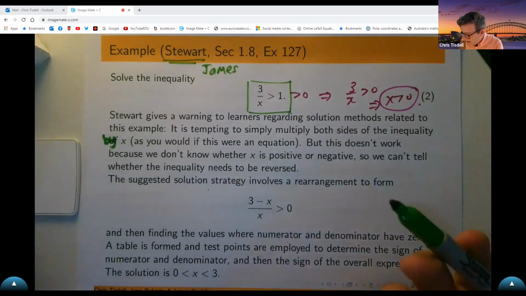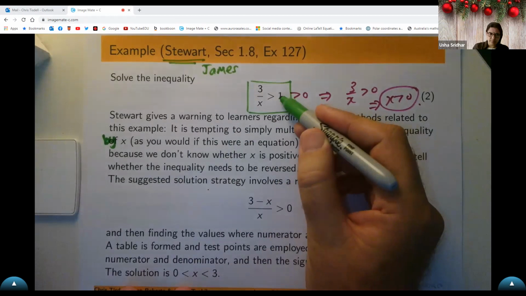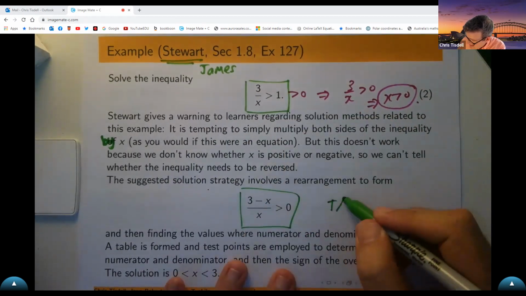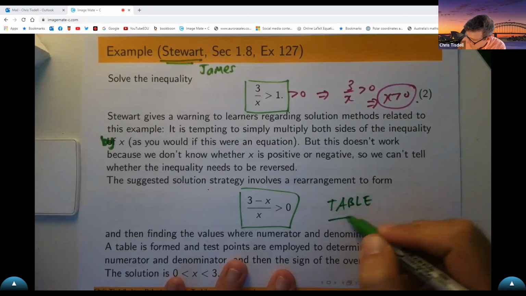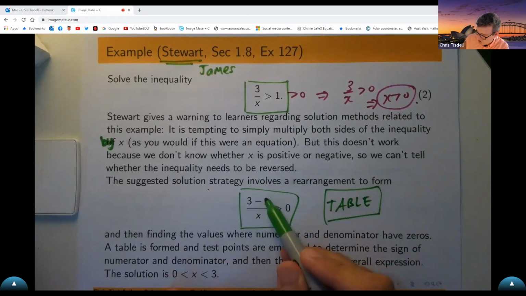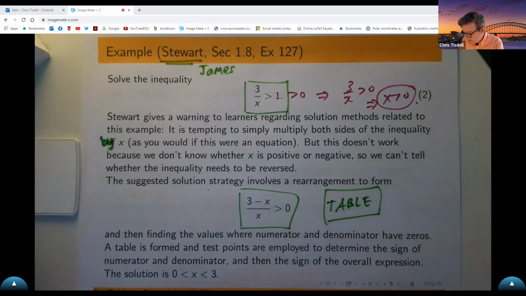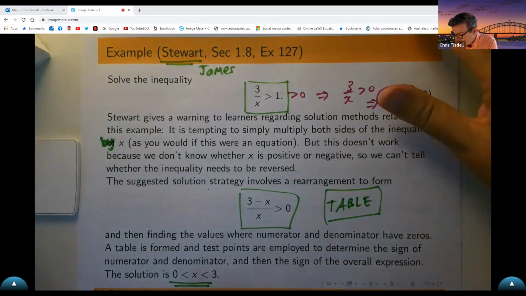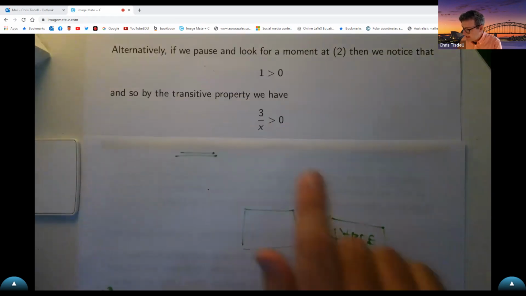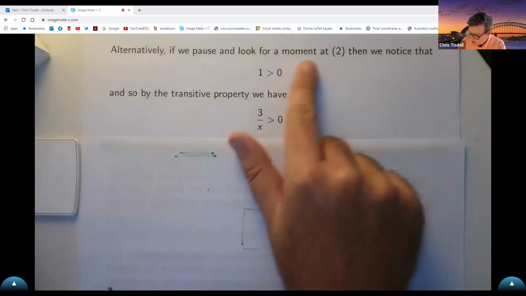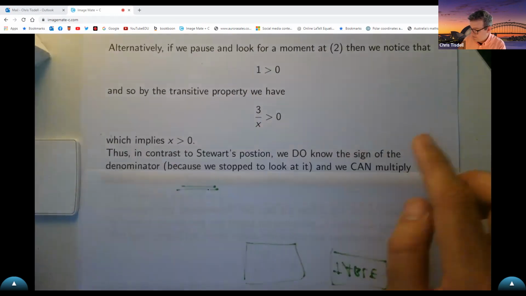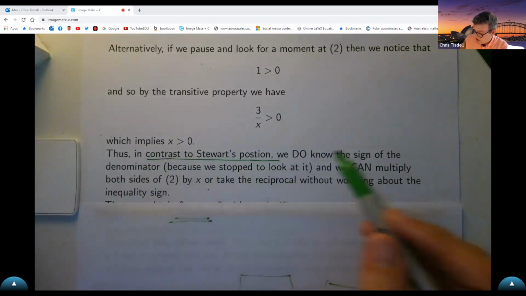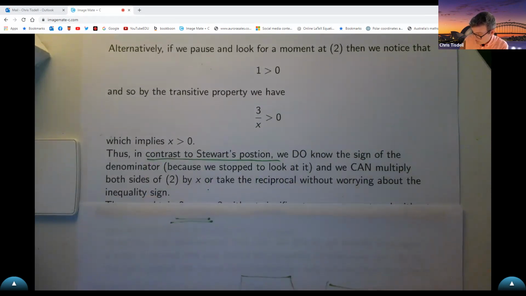Okay. So how does Stewart do it? Well, bring the 1 to the other side and put it over the same numerator, and then you form a table, right? You look at the zeros of the numerator and the denominator, and you form a table, and you put in different values. Okay, it's quite a long process. So again, pause, look, use the transitive property, and then it's actually contrary to Stewart's position. We do know the sign because we stopped to look at it.